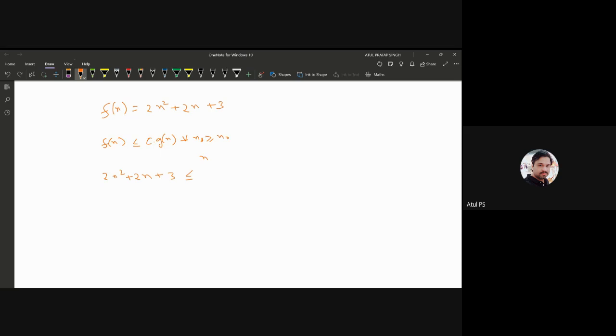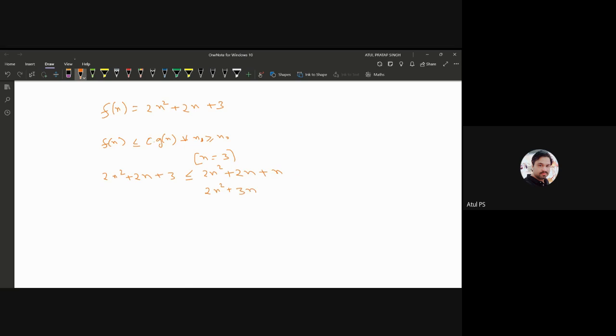For example, we can write 2n square plus 2n plus 3. If we take n equal to 3, can you say that this condition is true? Actually, we are calculating the n naught value, so we are processing the sequence to find the g(n) terms. Yes, it is true. If we take n equal to 3, we can write it that way. So this is correct: 2n square plus 3n.